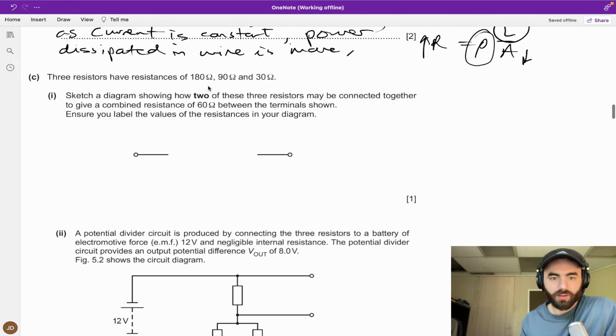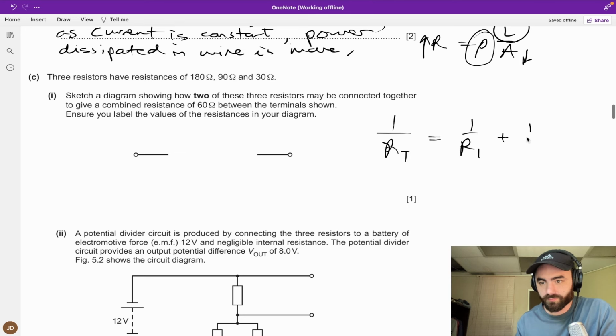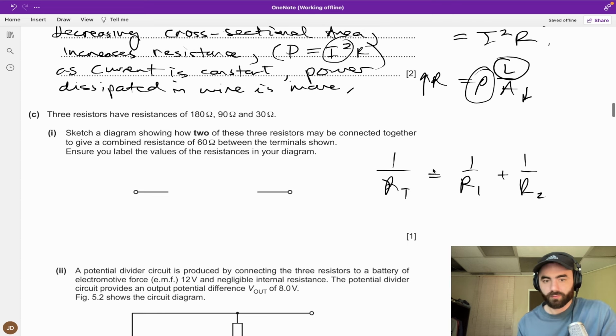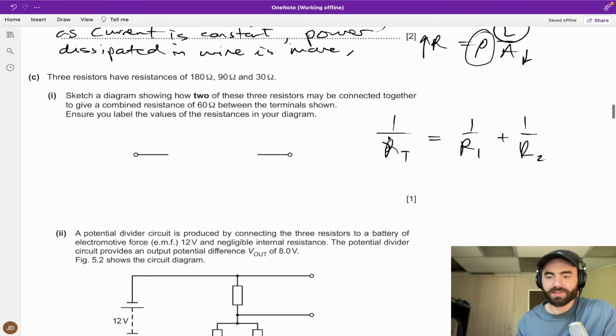3 resistors, that, and that. Sketch a diagram to show how 2 of these 3 resistors may be connected to give a combined resistance of 60 ohms. Well, I can see that it won't be in series, because I can't add any of these together, because in series the R total is R1 plus R2. There's no way I can combine these 2 together to get 60, so it's going to be something to do in parallel.